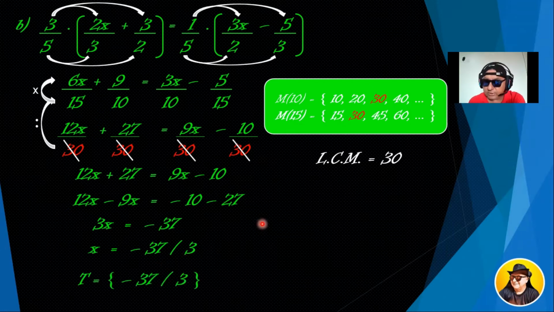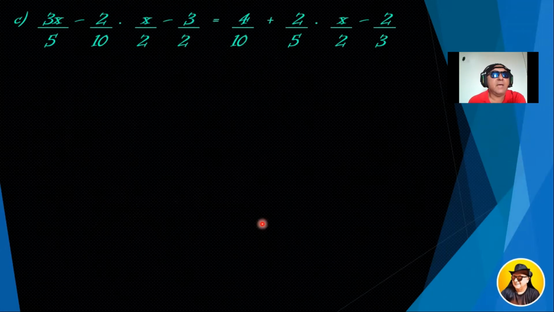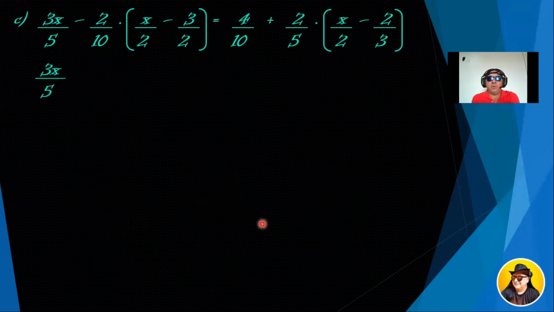All right, let's do question C. Take a look at this. See, this is really a very beautiful equation, isn't it? Sure. So 3x over 5 has nothing to do with the multiplication, so it's already here. And also 4 over 10 has nothing to do with the multiplication either, so it's going to be repeated. Minus 2 over 10 has to multiply these fractions inside the parentheses.